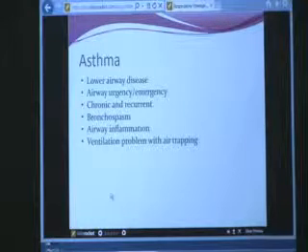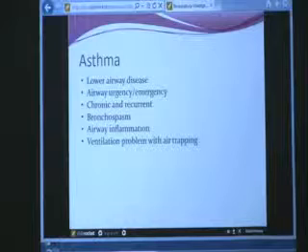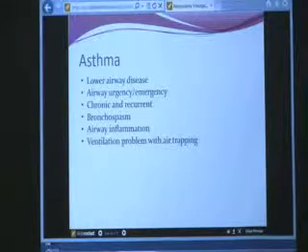Asthma, you guys see a lot of asthma. It's a lower airway disease. It can be an urgency, but it can also be an emergency. What I mean by that is there's a lot of patients that don't take their asthma seriously. They don't have what we call an asthma plan. So even though the parents call you guys to give them a treatment, they will sometimes refuse.